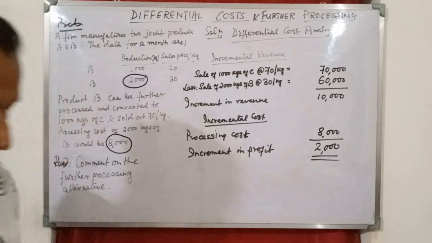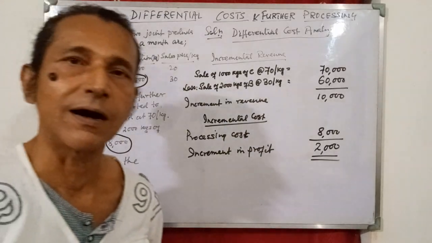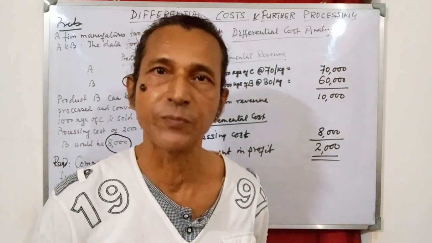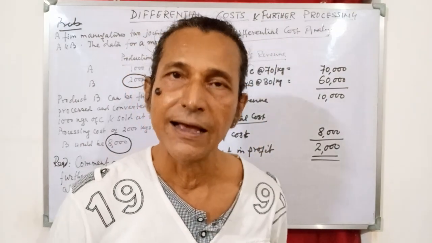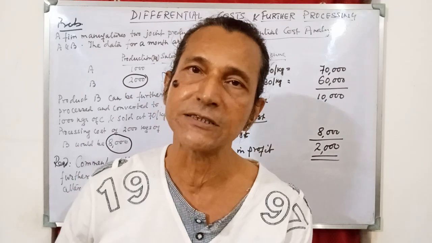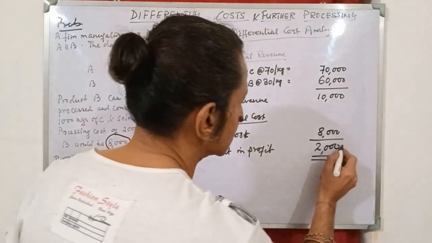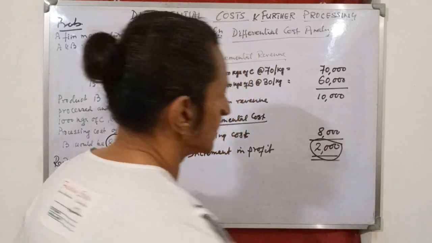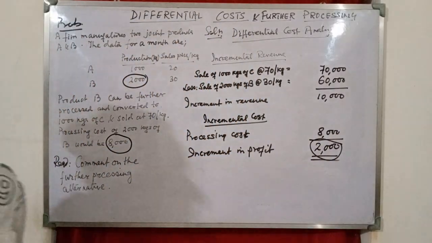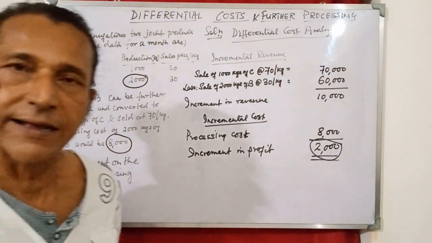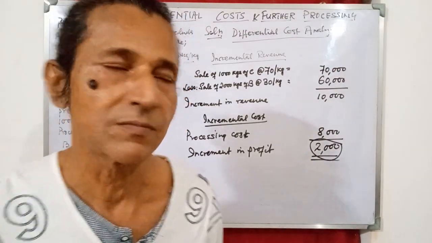So if the firm undertakes that alternative course of action, that is to further process B and convert it into C and then sell C at a much higher price, then the firm's profit is increasing by 2000. The firm's total profit is increasing by 2000 if the firm undertakes that alternative course of action.